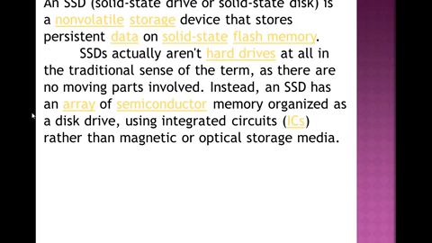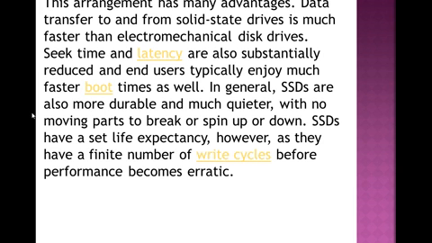Then we also studied what is SSD, or what are the features of SSD. In detail we have studied about the SSD. It's a non-volatile storage device, which means when the power has gone, the data will not be removed. That is your non-volatile memory. SSDs are not hard drives at all in the traditional sense, because there are no moving parts involved. Instead, SSD has an array of semiconductor memory organized as a hard disk using ICs, that is your integrated circuit.